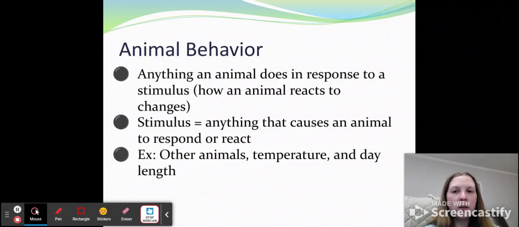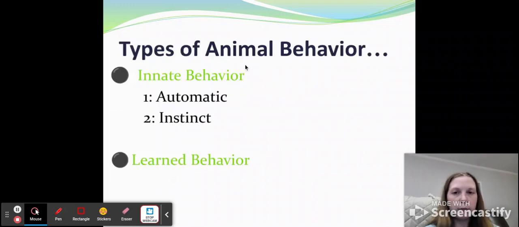So, animal behavior is anything an animal does in response to a stimulus. The stimulus will cause a change in the animal, and the way that animal changes is the behavior. Examples of stimuli could be other animals, temperature, day length, anything like that. There are two types that we're going to look at: innate behavior, which is broken down into automatic and instinct, and then learned behavior.